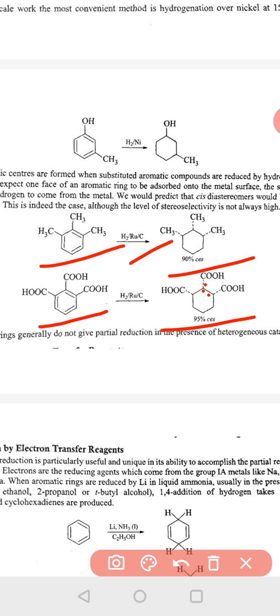Aromatic rings generally do not give partial reduction in the presence of a heterogeneous catalyst, as we have seen in alkynes.